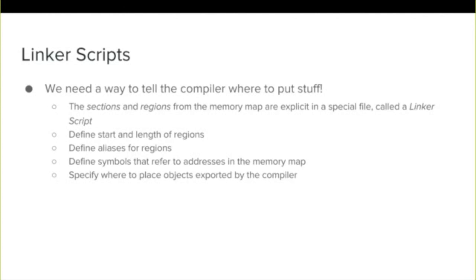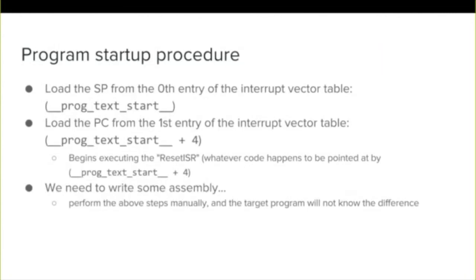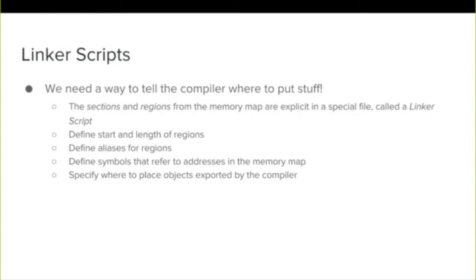All right. So those sections and regions we're talking about, they're made explicit in a special file, and we call it the linker script. We define the start and the length of regions. We then define aliases for those regions. So if we want to refer to them by different names, we can do that. Then we define the symbols that refer to addresses in the memory map, like this prog text start plus 4, like these underscore things, we need to make these. And we define those in the linker script. And then we specify where to place the objects exported by the compiler. So the compiler is going to generate code, like functions and stuff like that in the object file. And we say where we want those things to go. And that's done in the linker script.